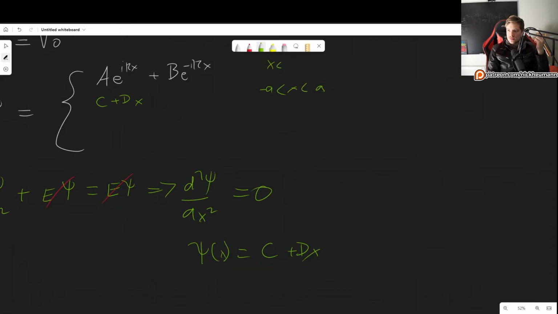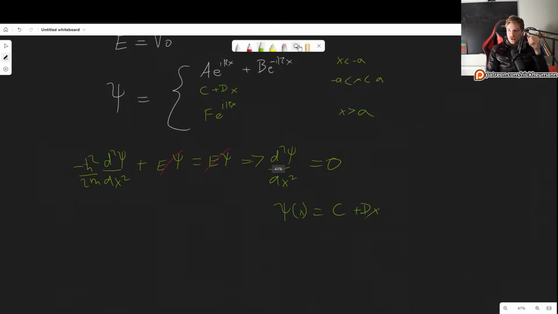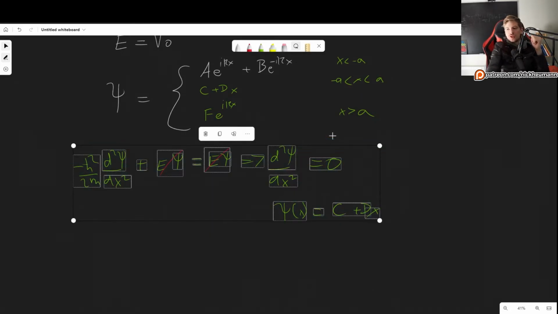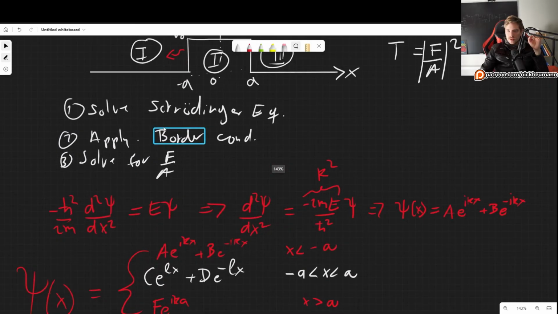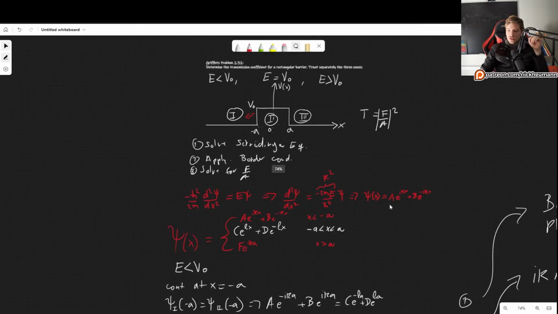This is for x smaller than minus a. And region 3 is the same as before. So there we go. Now we need to, just as before, right? We just did step number 1, which is solve the Schrödinger equation. Don't forget about it. It's the same procedure as before: solve the Schrödinger equation, apply the boundary conditions, and solve for f over a.